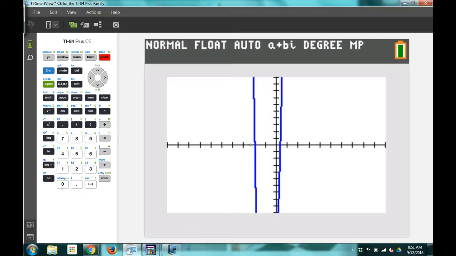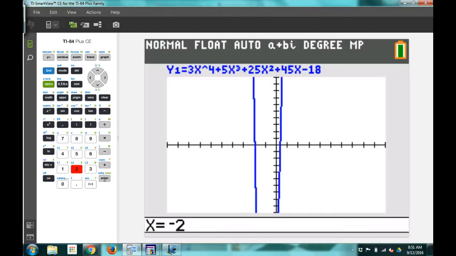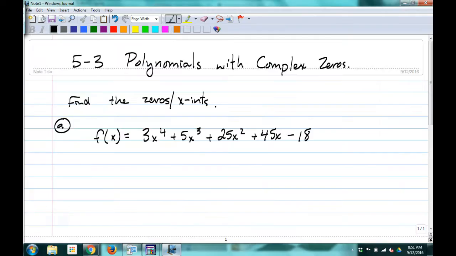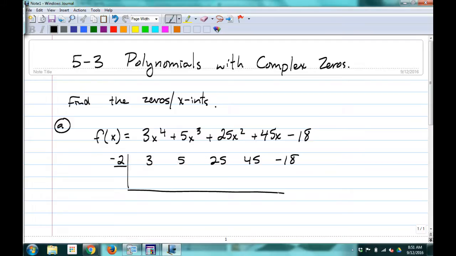But that one right there with -2, I'm going to verify that it works. I'm just going to trace -2, make sure it gets me 0 for y. If it does, then I know that works, and I'm going to use that in synthetic division. Okay, so that's the first thing you want to do. Three, 5, 25, 45, -18. Got a representative fourth, cubed, squared, plain, no x's. All right, and then just run that through with synthetic.